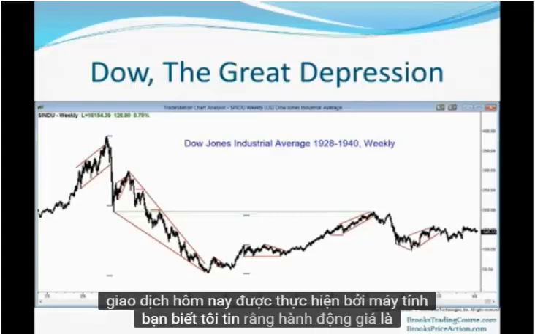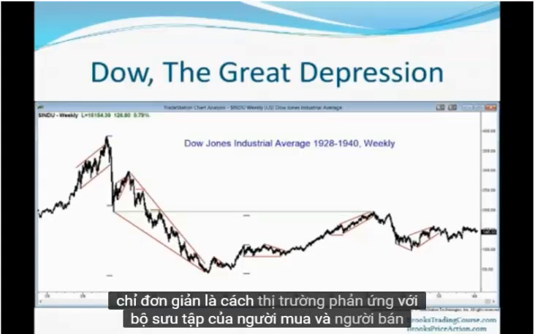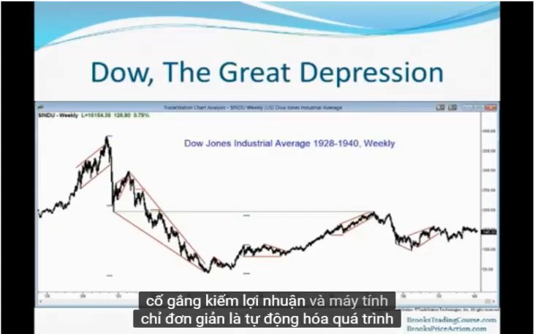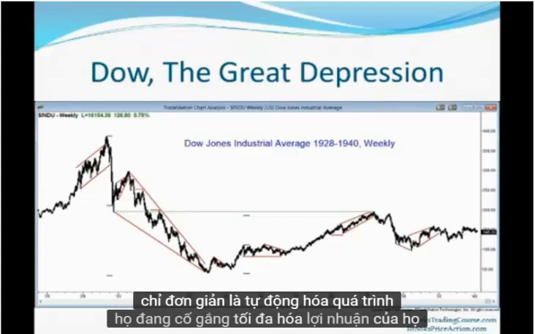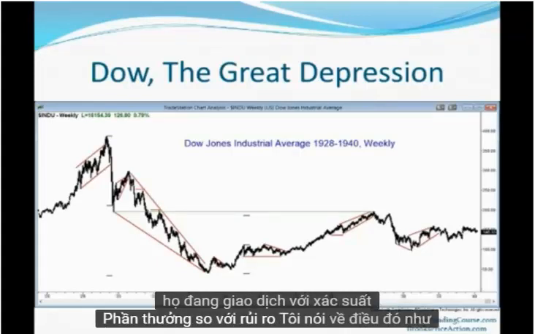I believe that price action is simply the way the market responds to a collection of buyers and sellers, each trying to make a profit. And computers are simply automating the process. They're trying to maximize their profit. They're trading off probability for reward versus risk. I talk about that as well.